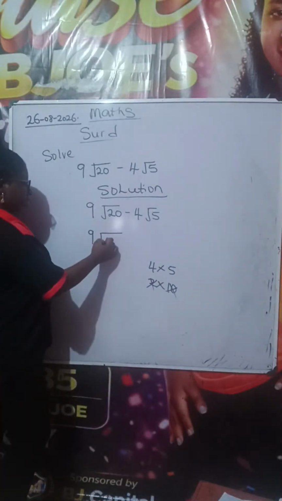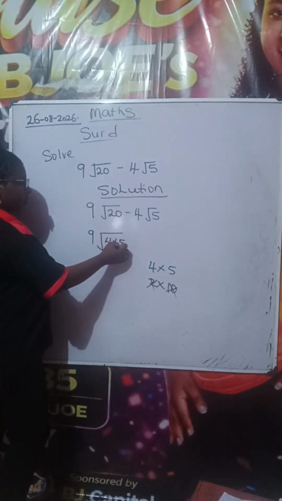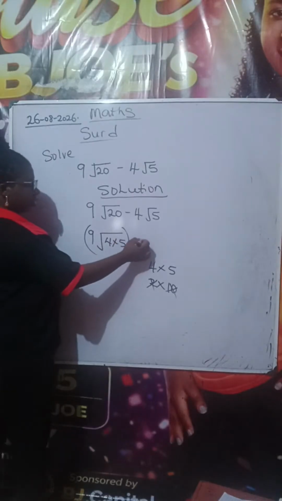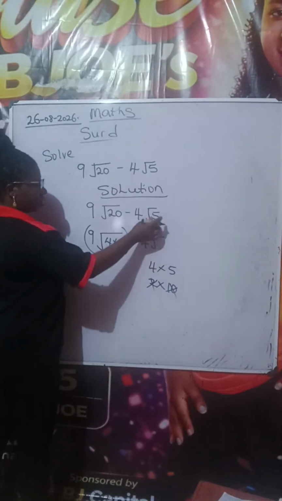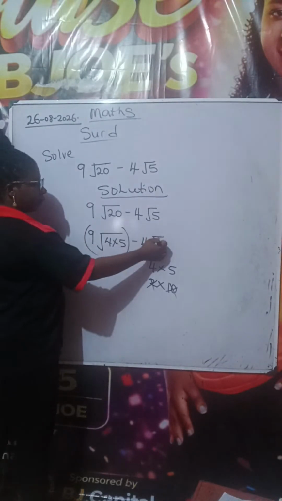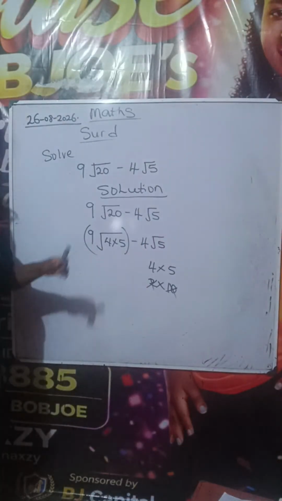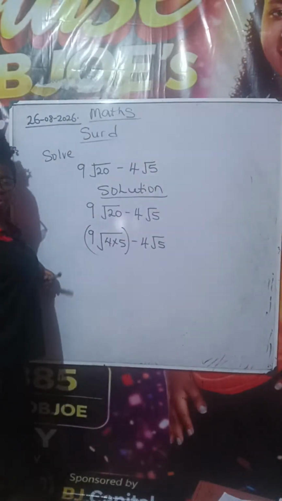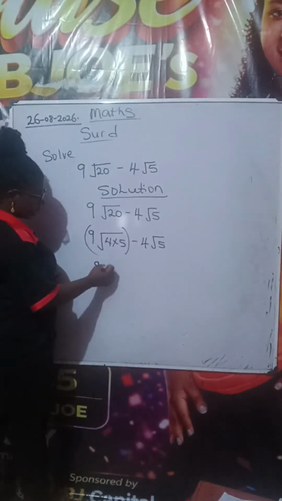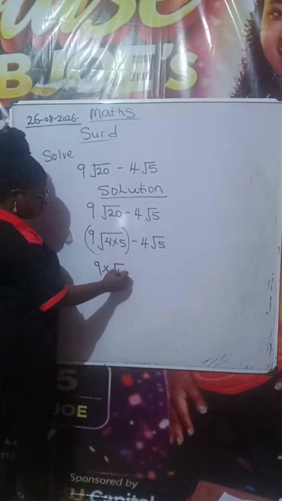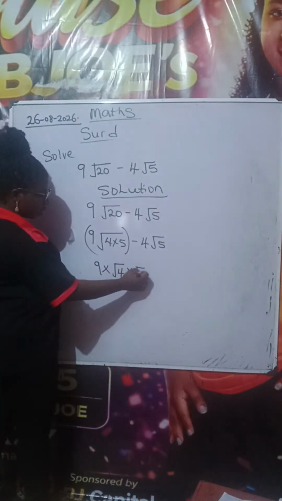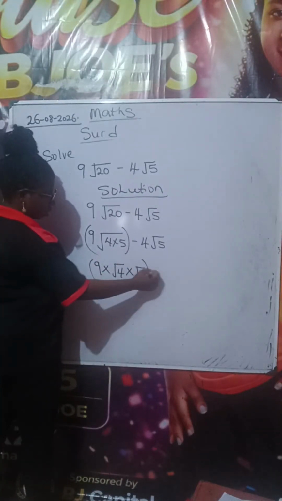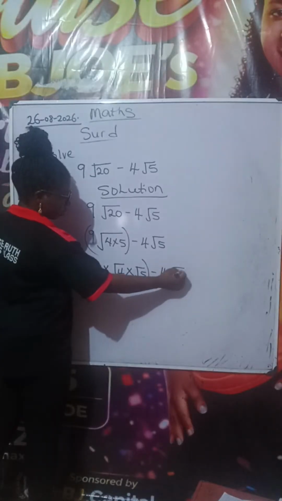So I'm going to write here 4 times 5. Close it, then minus 4, then root. This one is already in the lowest term, root 5. Now what do we do? We separate it. So we have 9 times root 4 multiplied by root 5, minus 4, then root 5.